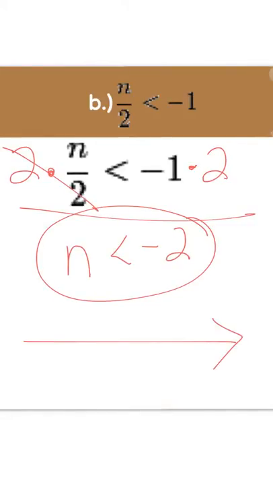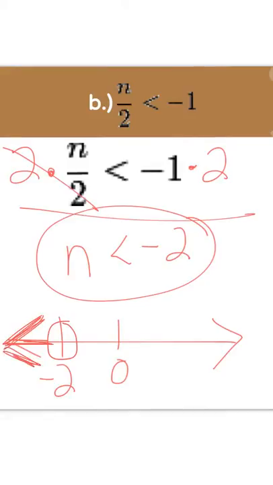Now draw your number line, the 0 and a -2. Draw your circle at the -2. It is only less than, so it stays an open circle, and it goes in the direction of less than, which is to the left. Your answer is an open circle at -2 with an arrow to the left.